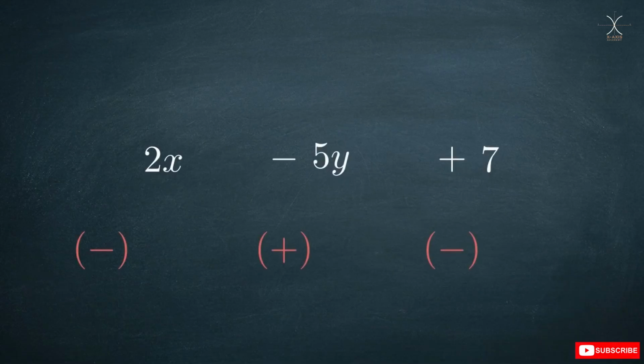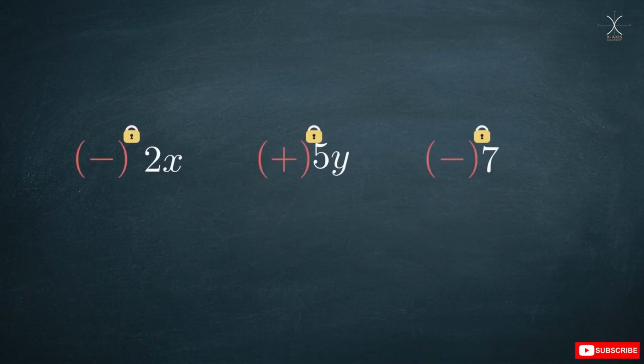Physically overriding those old signs with red brackets forces you to complete the sign change across the entire expression, effectively locking out the most common error in algebra.